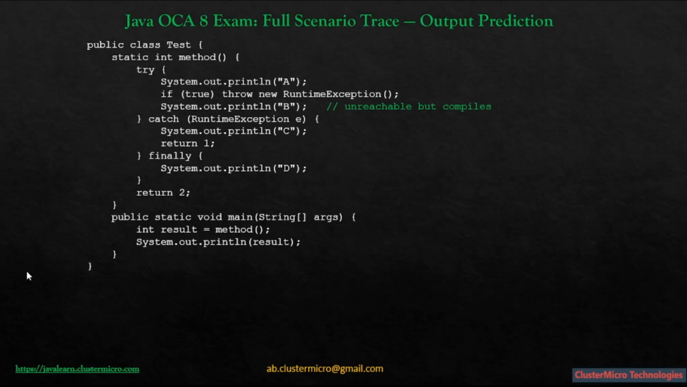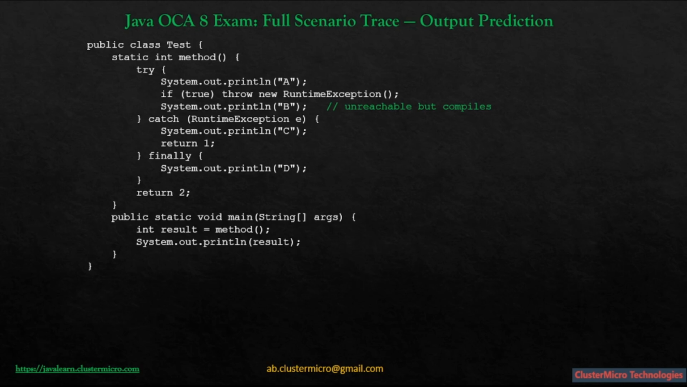So let us trace this example step by step, because the OCA frequently gives you a method with try, catch, finally and asks you to predict the exact output including the return value. So we enter the try block, A is printed, then we hit if true throw new RuntimeException. The condition is always true, so the exception is thrown immediately. The next line, System.out.println B, is never reached. So it is unreachable code, but Java still compiles it without error because the compiler does not always evaluate conditions at compile time.